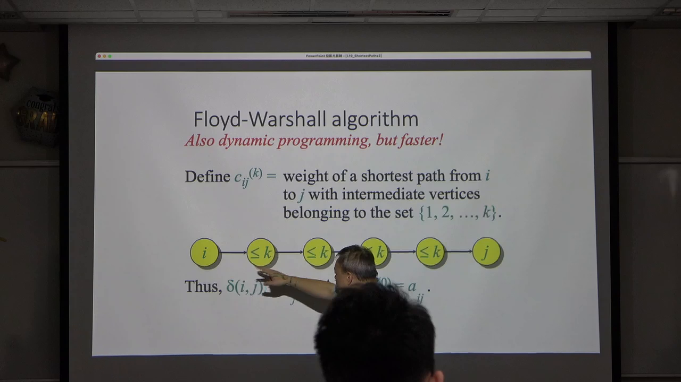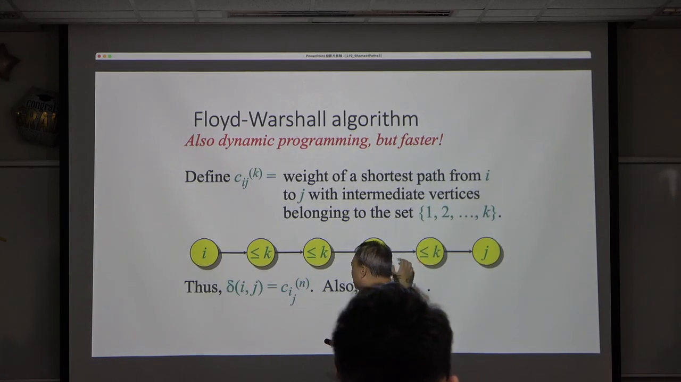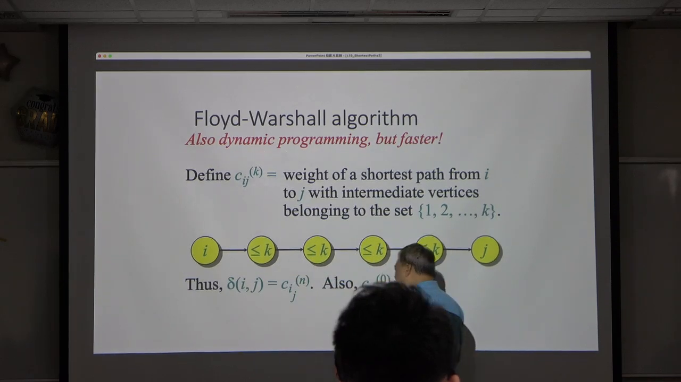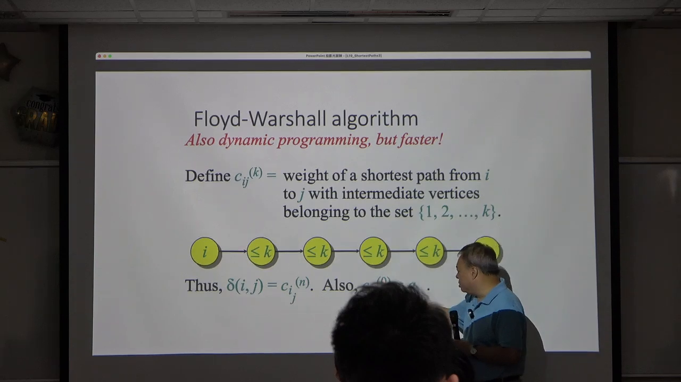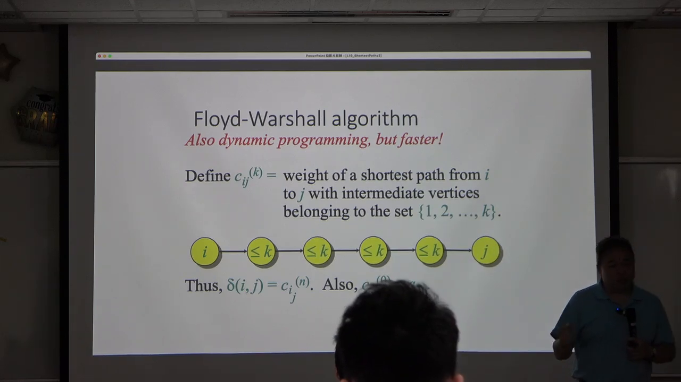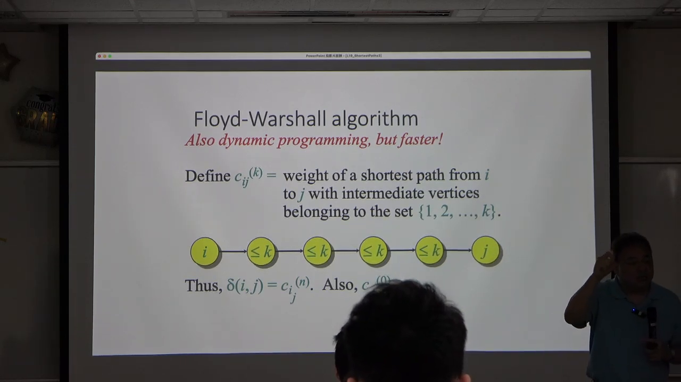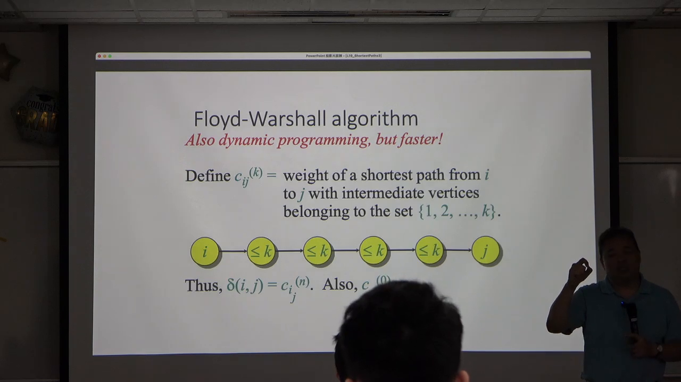But if you constrain it to be smaller than or equal to k, then from i to j it may not be the shortest path. Also, Cij0 is going to be Aij, the adjacency matrix, because 0 means you obviously do not have any intermediate node.